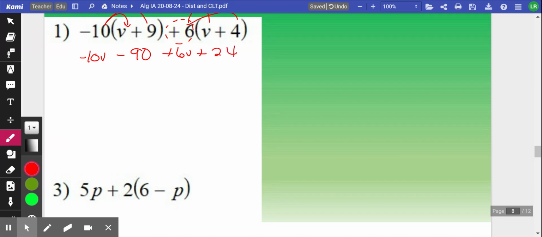Okay. Now I'm combining my like terms, so my V's I'm going to add up. Okay, negative 10V plus 6V is negative 4V. And then my numbers I'm going to add up. Help me out here. What's negative 90 plus 24?